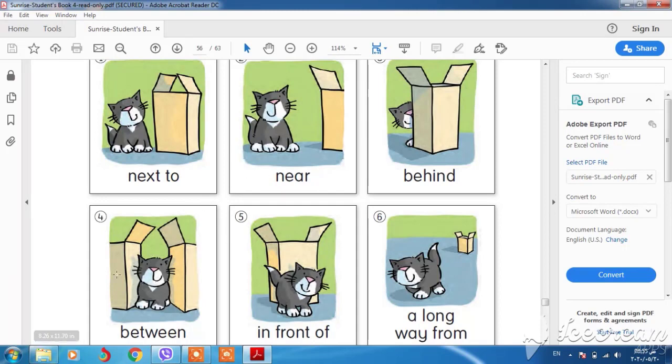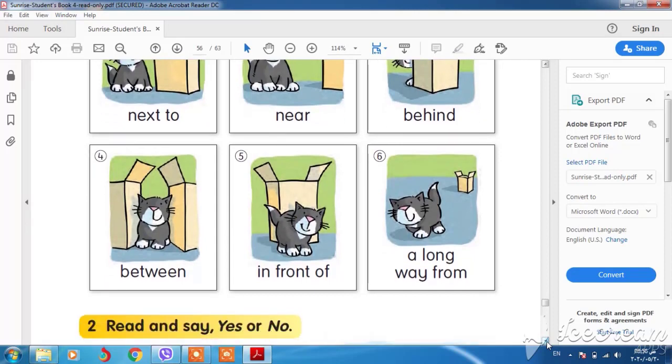Between, it means we have two things, you can sit between two things, like this cat, it's between two boxes. In front of, it means that you are sitting in front of something. A long way from, it means something far away from you.